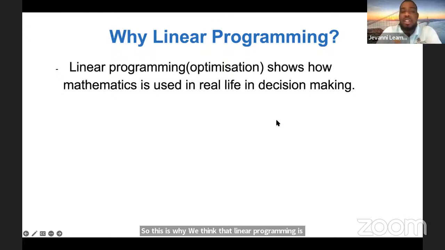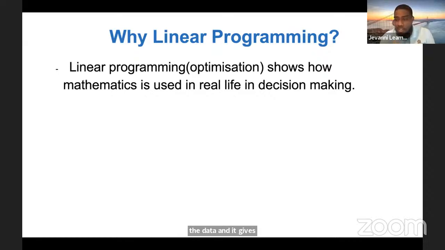So linear programming, or what we call optimization, shows how mathematics is used in real life for decision making, right? Whether you do this manually, or you input it into a computer and it gives you an output, you can test, as Khadija Mackenzie said, the maximum or minimum, or solve problems in mathematics given constraints.